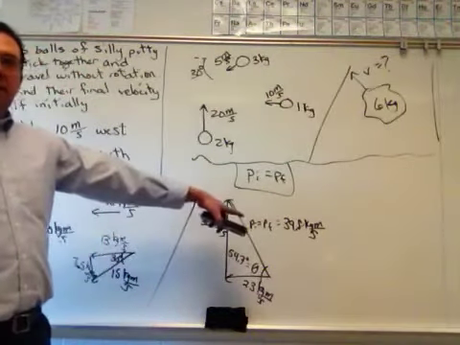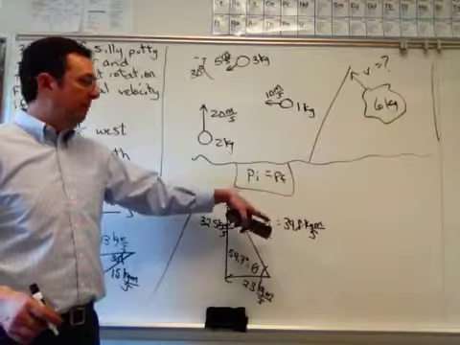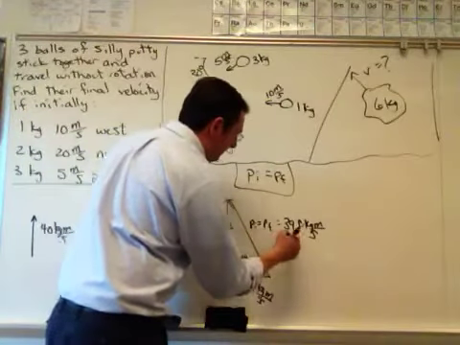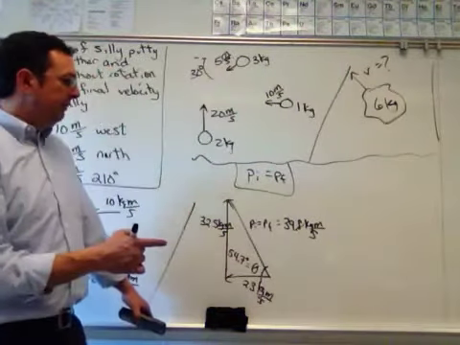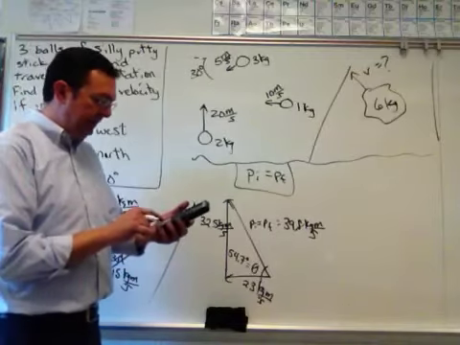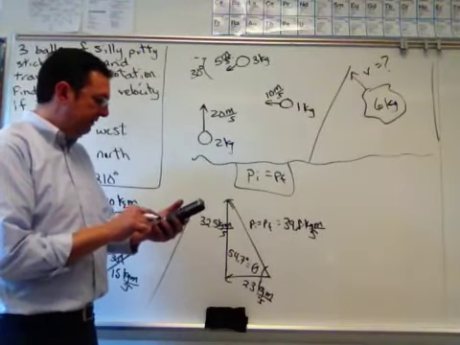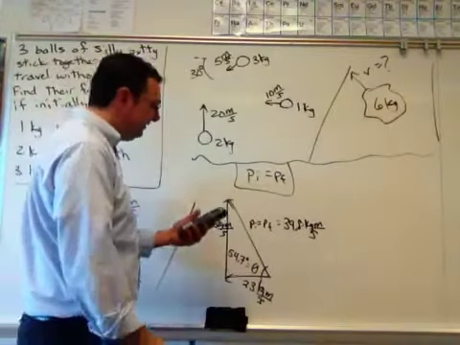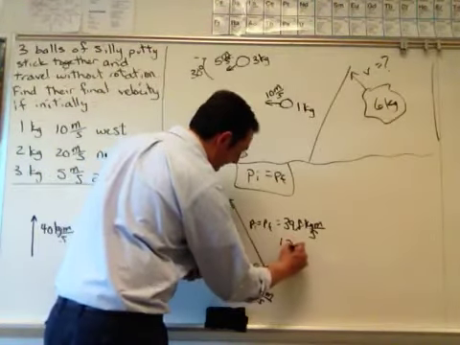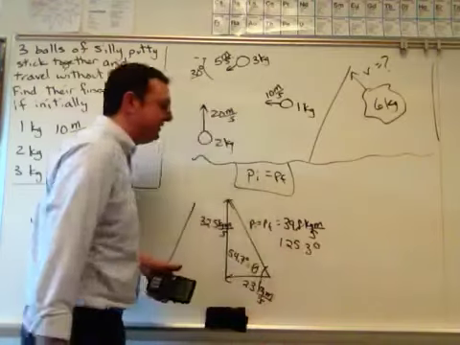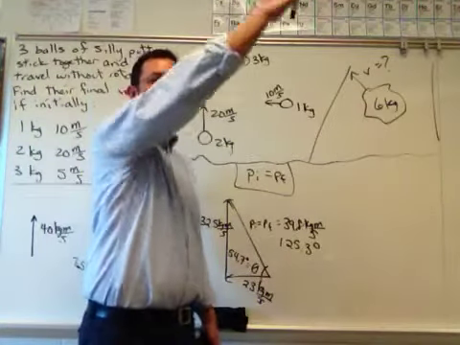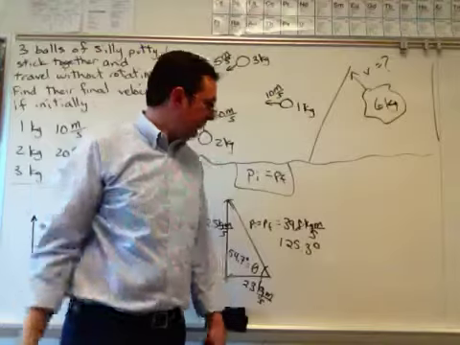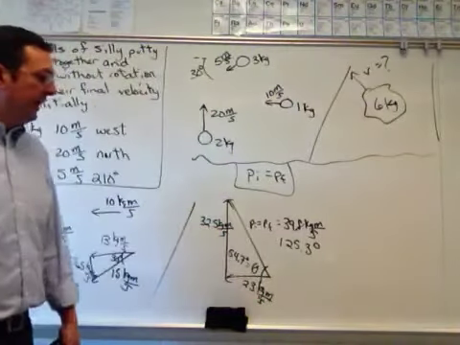And so the initial momentum and the final momentum are both 39.8 kilogram meters per second at 180 minus 54.7 degrees. Gives you 125.3 degrees. This is 0, and this is 90, and that is 125.3. They add up to 180.